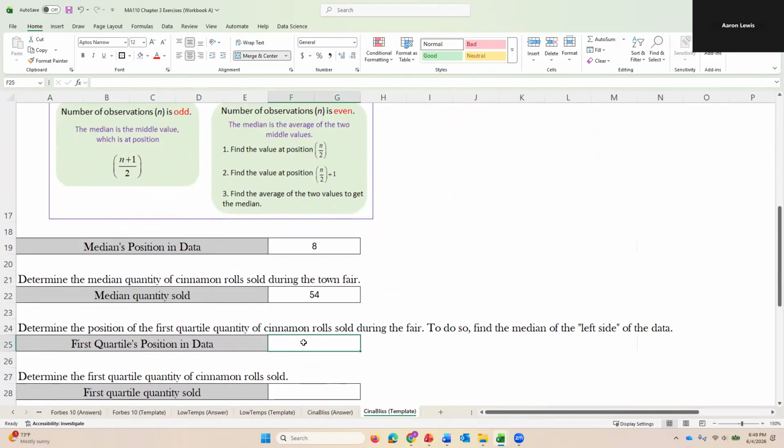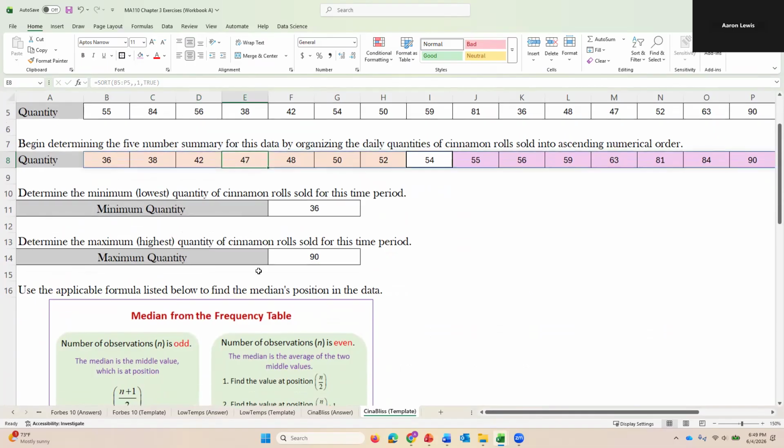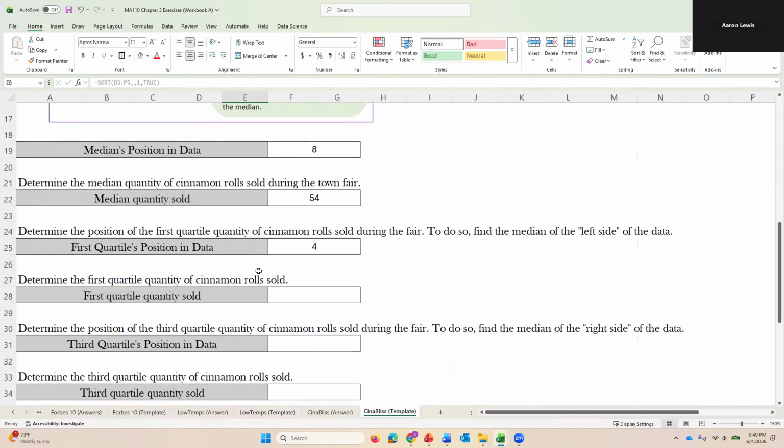So the first quartile's position would be 7 plus 1 divided by 2. Then it's 4, which means the fourth of those orange numbers that we just created would be the first quartile. So 1, 2, 3, 4. 47 is going to be our first quartile.